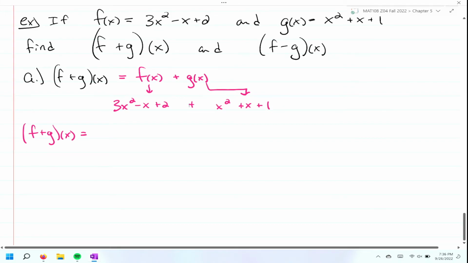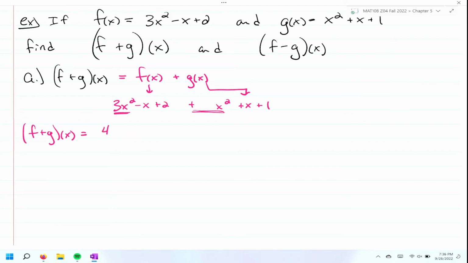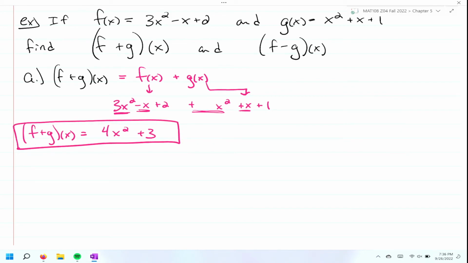So if I look from left to right, I get 3x squared plus x squared. Well, that's going to be 4x squared. Then we have negative x plus x. Well, that cancels. And then 2 plus 1 is 3. So there is f plus g of x, which is equal to 4x squared plus 3.